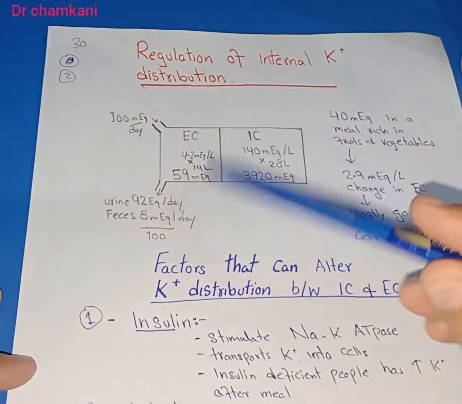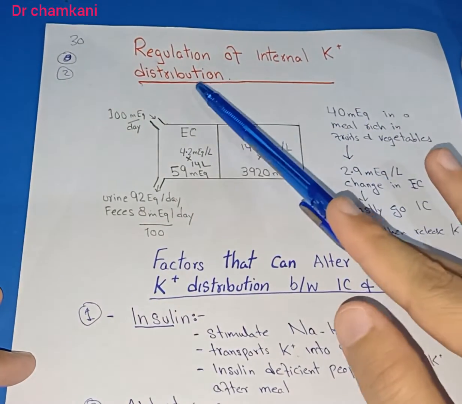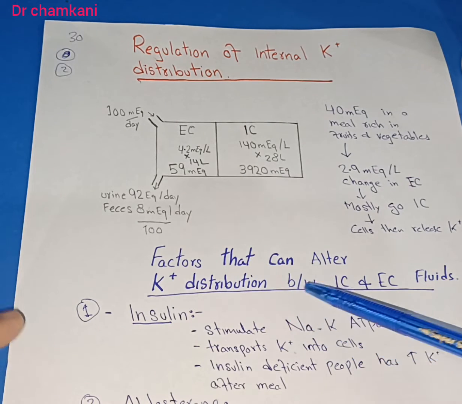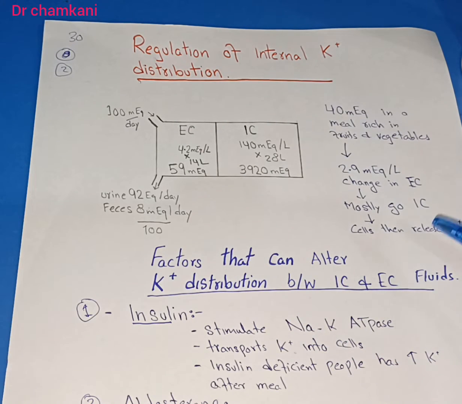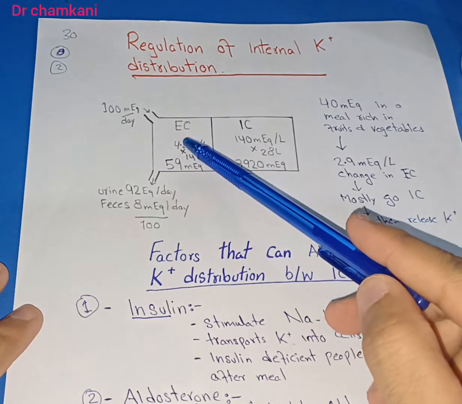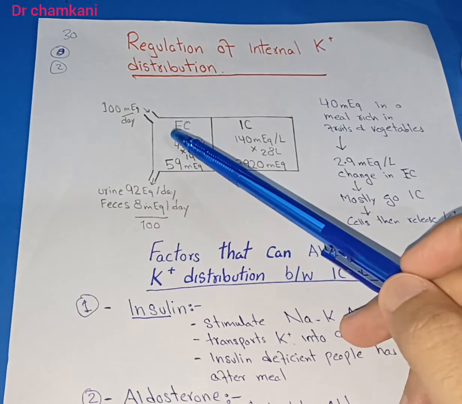Today in this lecture, we will talk about the regulation of internal potassium distribution and factors that can alter potassium distribution between intracellular and extracellular fluid. As we have started a new chapter about the renal regulation of potassium, calcium, phosphate, and magnesium, our second topic in the new chapter is about the regulation of internal potassium and factors that can alter that distribution.